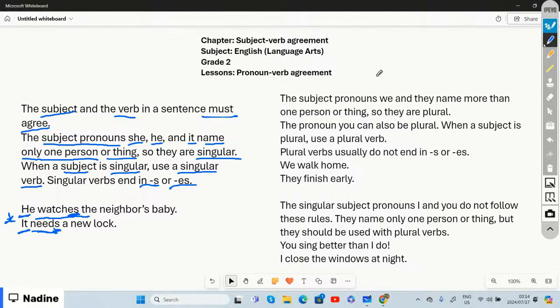All right, and then our subject pronouns, right, which are we and they. They name more than one person, or they name more than one thing. And if our subject pronoun names more than one person or names more than one thing, then they are plural. They refer to more than one person, more than one thing. It's plural.